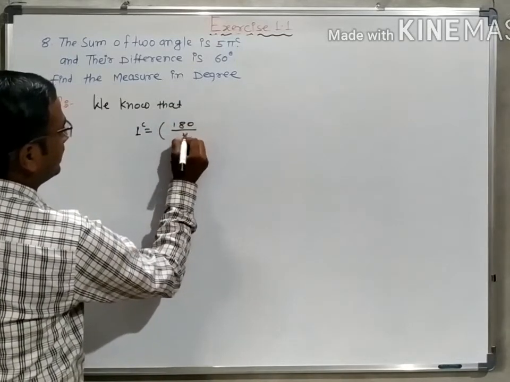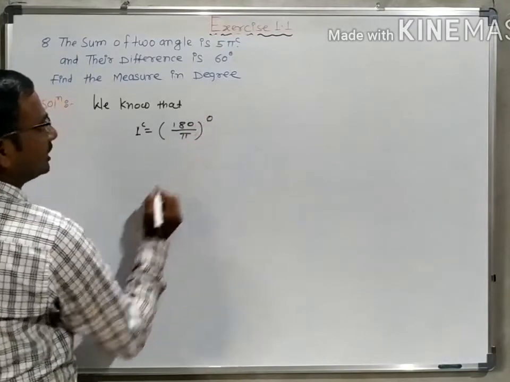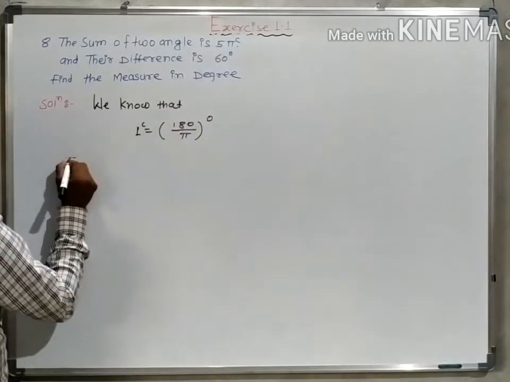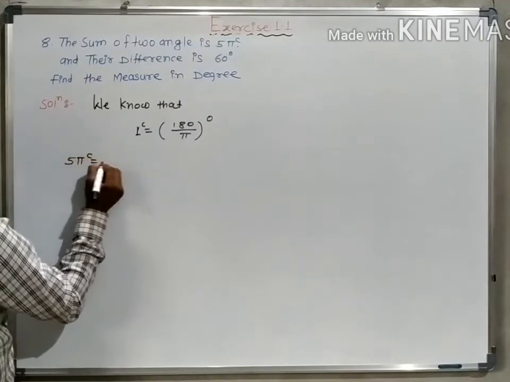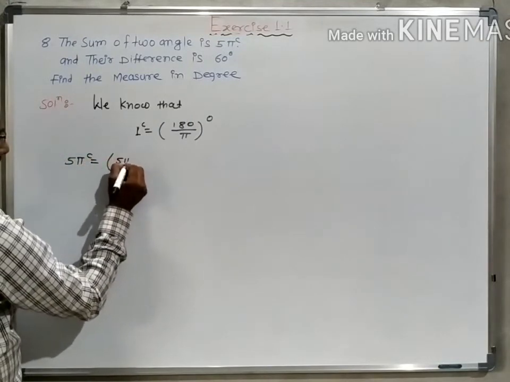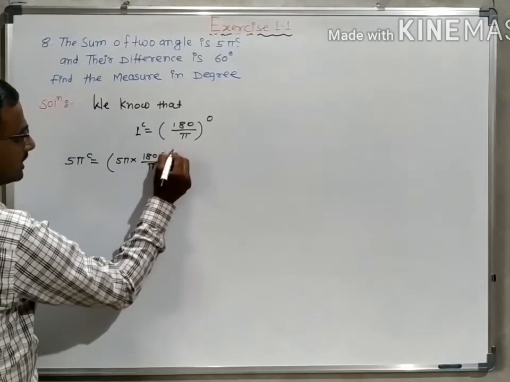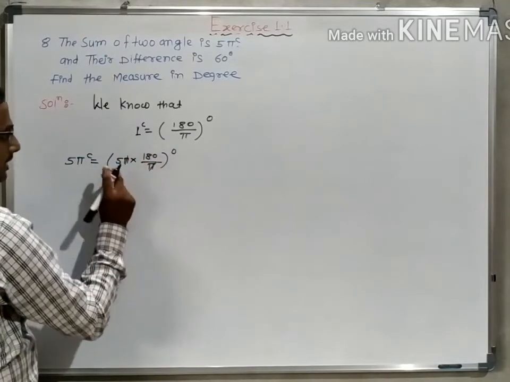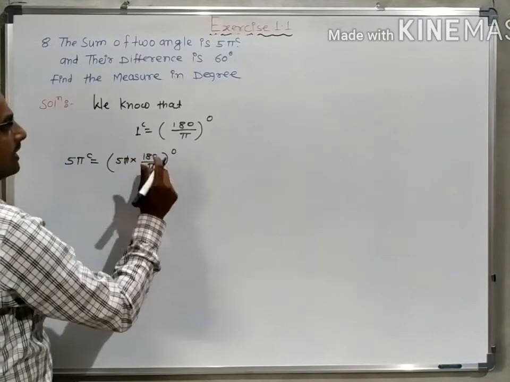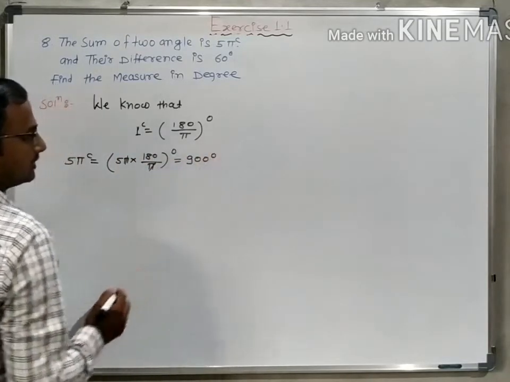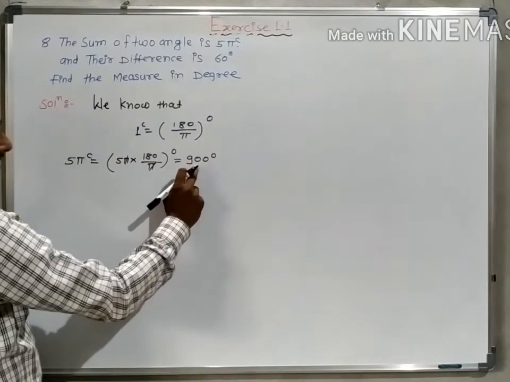It is a multiple of 180 upon pi for conversion into degree. So this is a 5 pi radian convert into degree. So 5 pi is a multiple of 180 upon pi. Then conversion in degree, so pi gets cancelled. So 5 into 180 degree, so it's 900 degree. Okay, so 5 pi radian is equal to 900 degree.